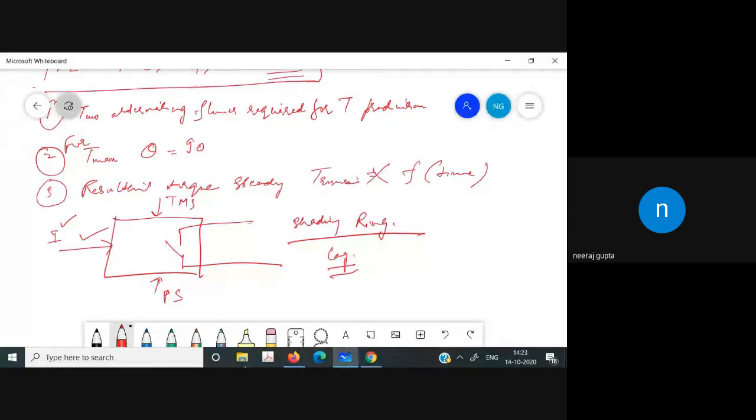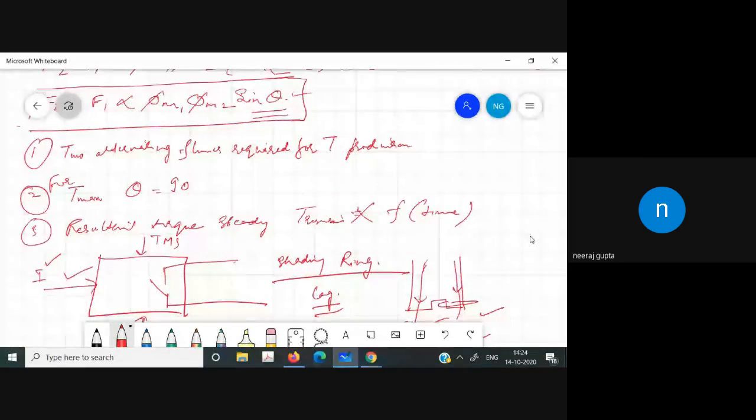Though the flux is moving in the same direction, let us suppose that we have the two sections of that. And here we have the shading ring we have used. Then we have this flux and this flux, phi 1 and phi 2. So it is produced by the same current. However, in the flux, we can create the phase difference by using the shading ring, so that this one lags phi 1.